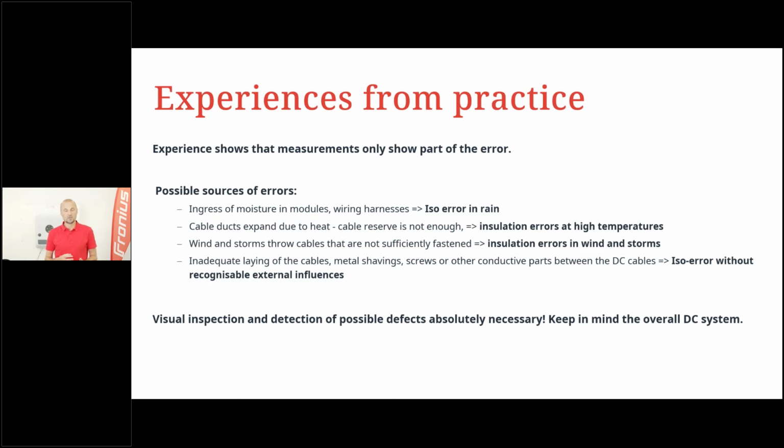Cable ducts expand due to heat, so the cable reserve is not enough. If you have too short cables, it can also happen with high temperatures or with wind and storms, where the cables only move to a certain position when there is a high temperature or wind. So therefore, also take into account that this could change, and check the wiring of the cable. Give enough space for the wires to have enough cable length.